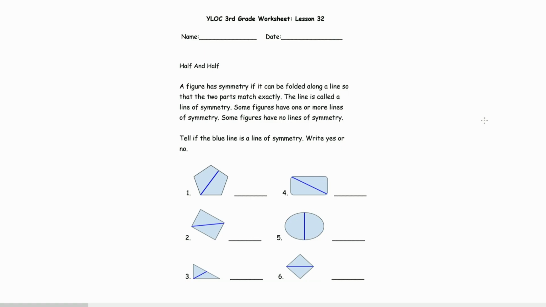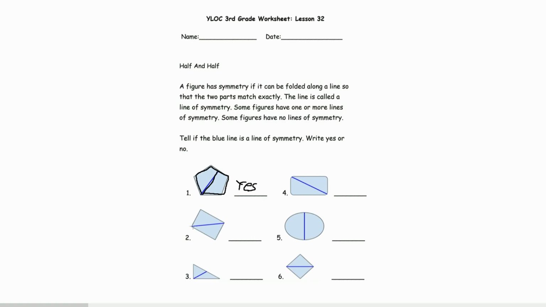Tell if the blue line is a line of symmetry. Write yes or no. So number one, the line of symmetry goes right in the middle right here. If you take this part and flip it over the blue line, it would have that shape. So yes, that would be a symmetry line.